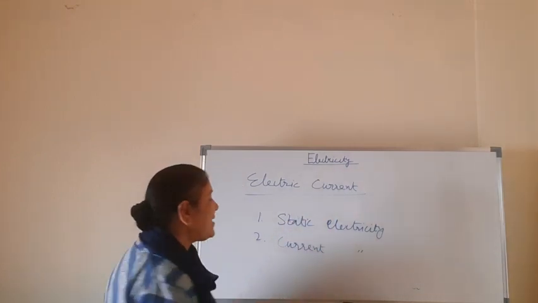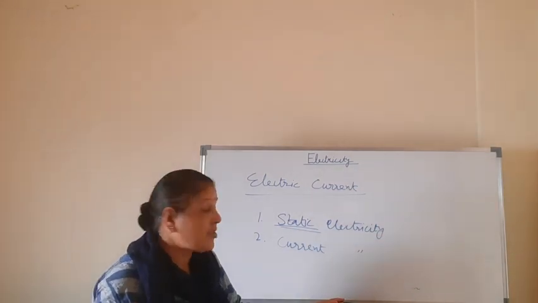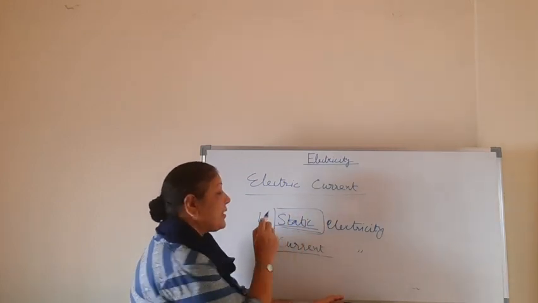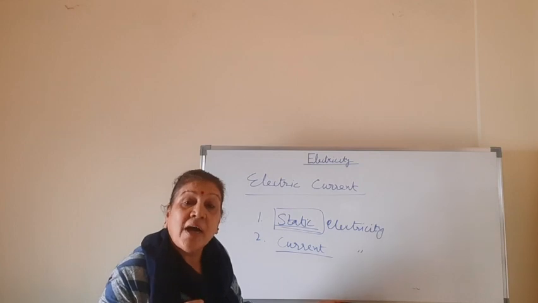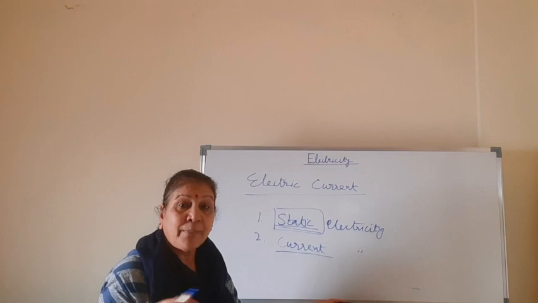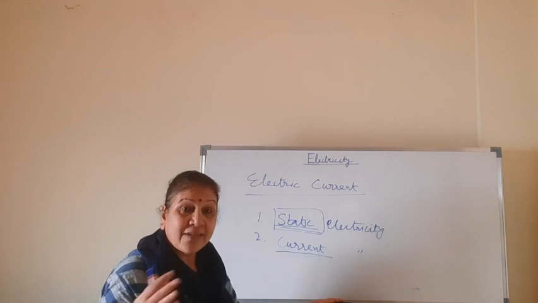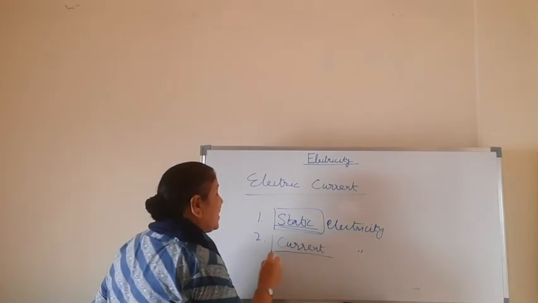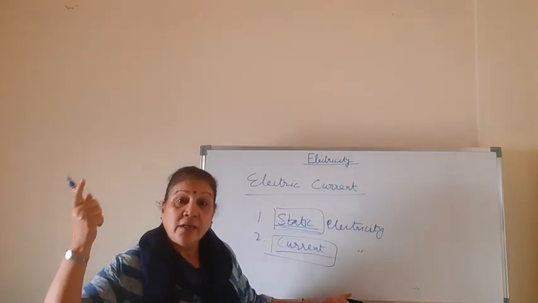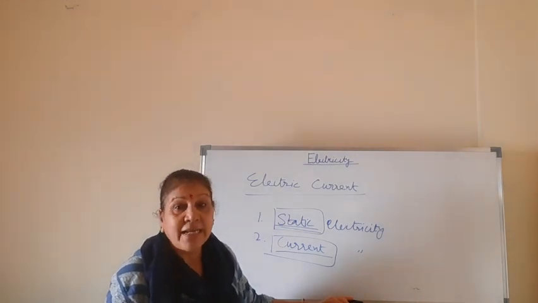Static, as the name suggests, means stationary, which will not move or is at rest. Current means moving. So static electricity is where the charges are not moving, they are static. Like for example, when we spoke about rubbing things, there was static electricity, but it was stationary. Lightning and thunderstorms are also examples of static electricity.